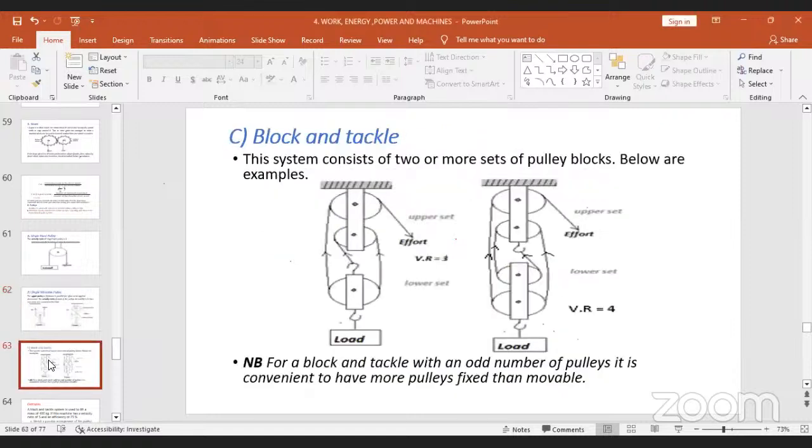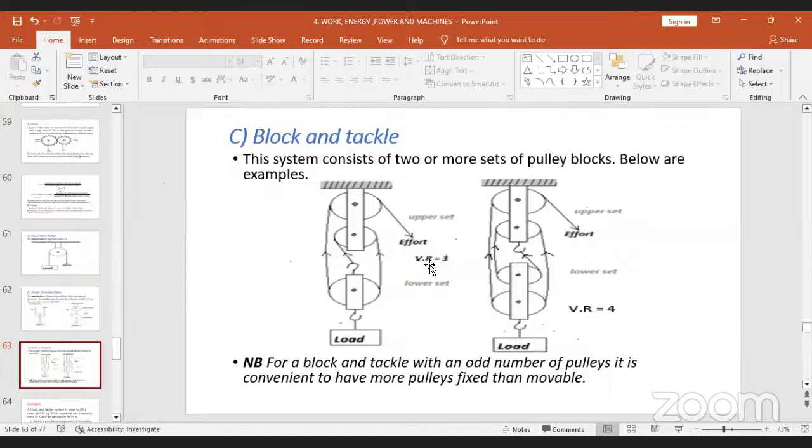The next one is the block and tackle. This consists of 2 or more sets of pulley blocks. In a block and tackle, we have a movable part of the pulley system and another one which is fixed. And normally they are a set of 2 or more. Like this one here, we're having 3, here we're having 4. So counting the number of strings under tension, for the second one the velocity ratio is 4. The other one, the velocity ratio is 3.